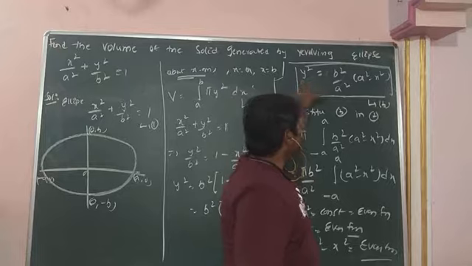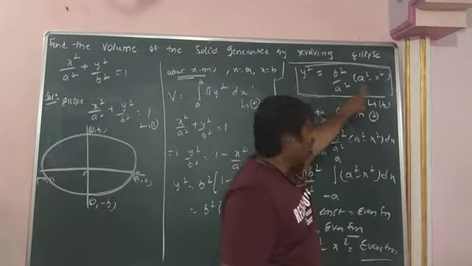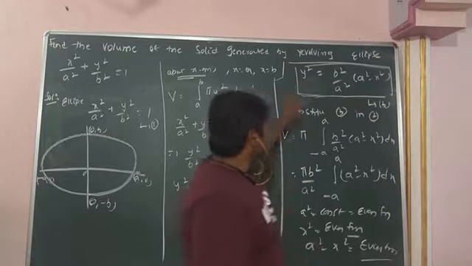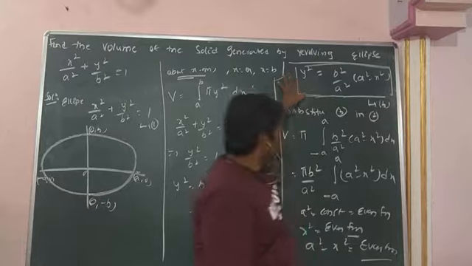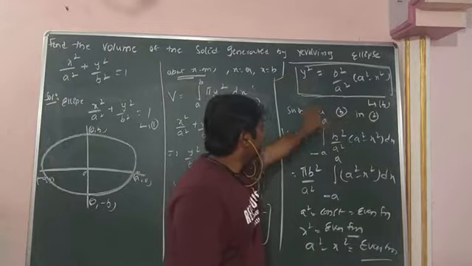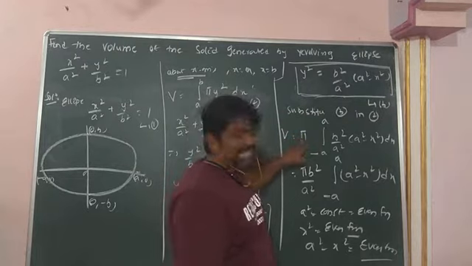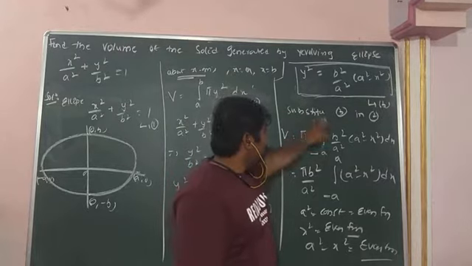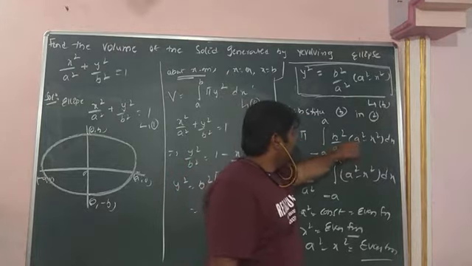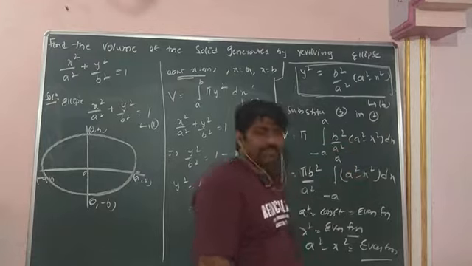Therefore y square equals b square by a square into a square minus x square. This can be taken as equation number 3. Substitute equation 3 in equation 2. We get pi taken outside, integral from minus a to a, b square by a square into a square minus x square into dx.